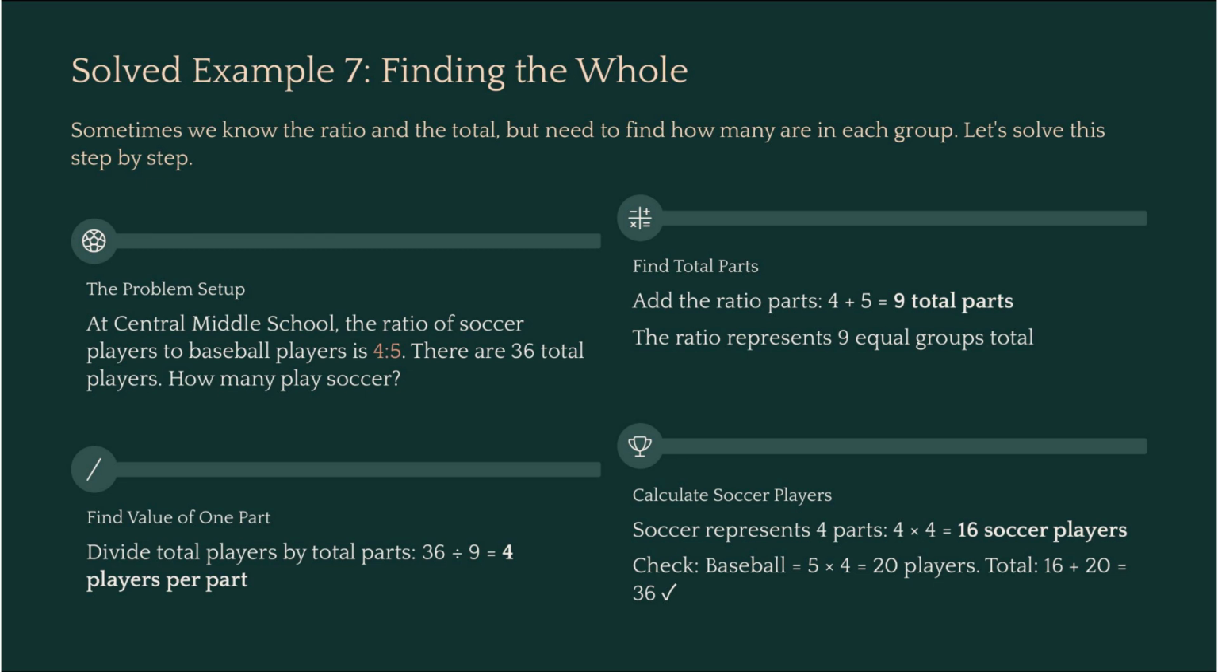Since soccer is the first part, 4, we multiply 4 times 4 equals 16. There are 16 soccer players. This technique is a fantastic way to solve problems where you are given the total number.